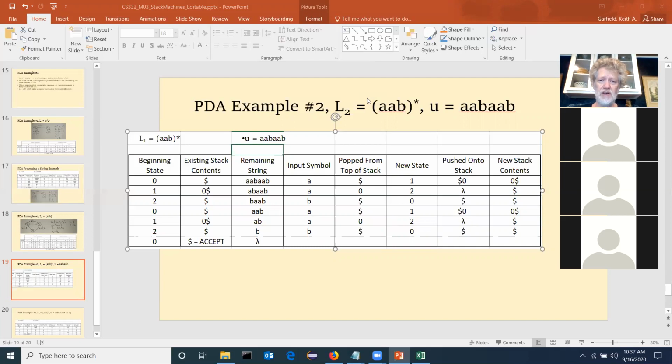If you're showing how to trace a string, I think this is a good format because you're showing exactly what's happening: what are you processing? What did you get from the stack? Where are you going in terms of state? And what does the stack look like when you're done? So I find this to be a good format.